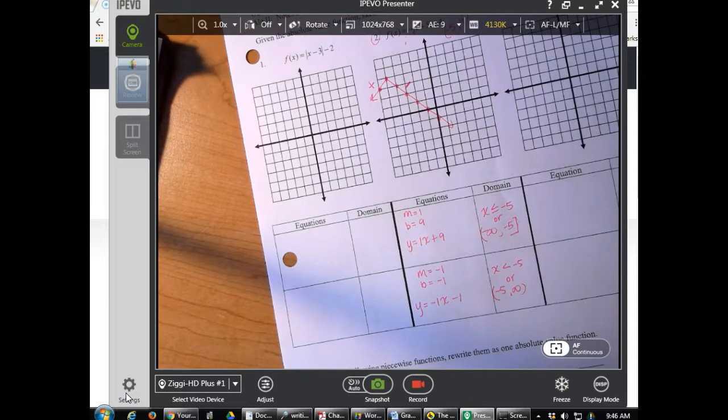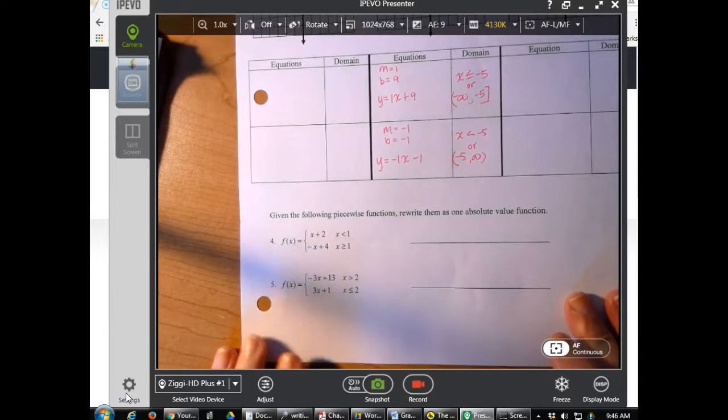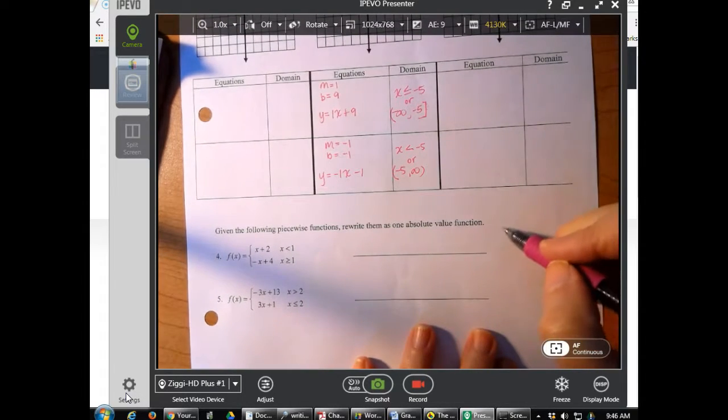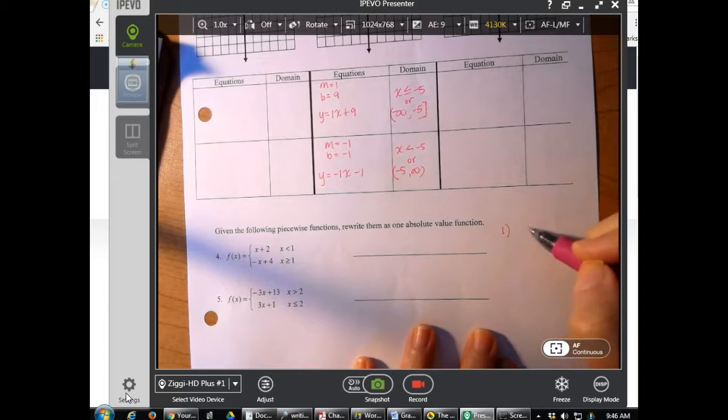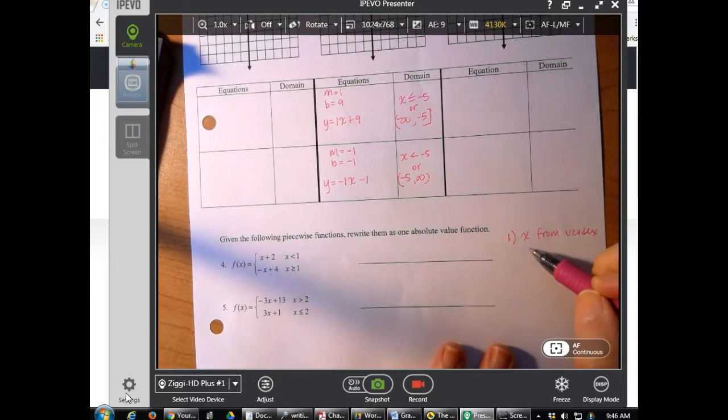The second part of the lesson is, given the following piecewise functions, rewrite them as an absolute value. So it's this bottom part of the lesson here, okay? So there's a couple of steps to this. First of all, you want to recognize that you have the x from the vertex. And it will be based on your domain. So I know the x from the vertex is a 1 here, and I'm going to plug that in to either equation.